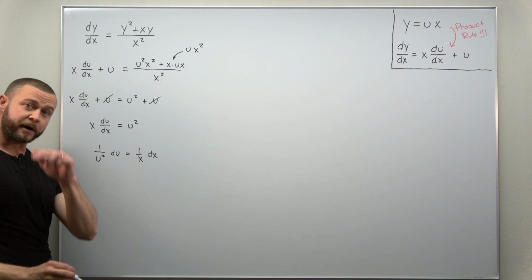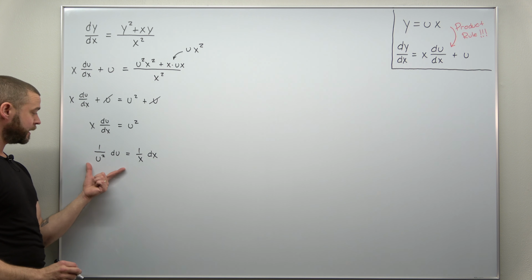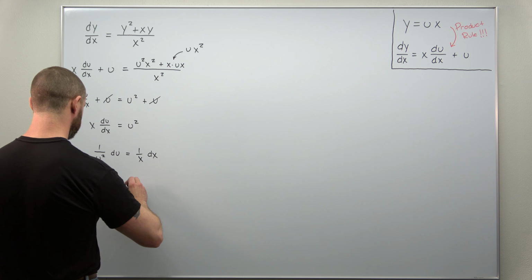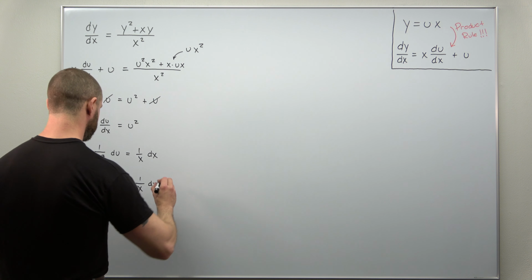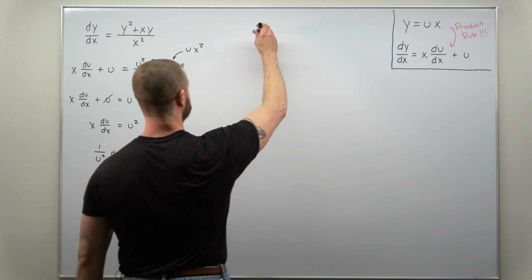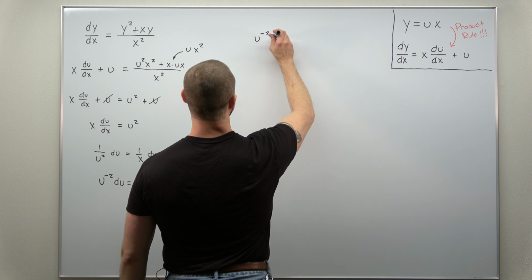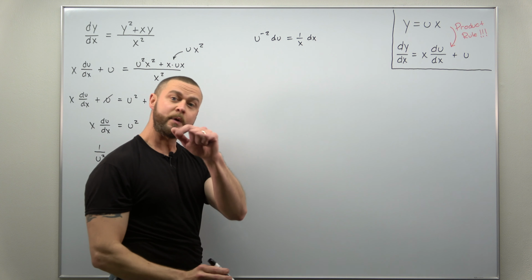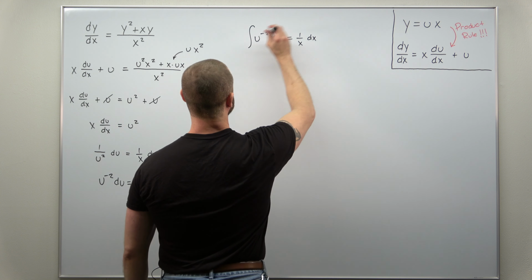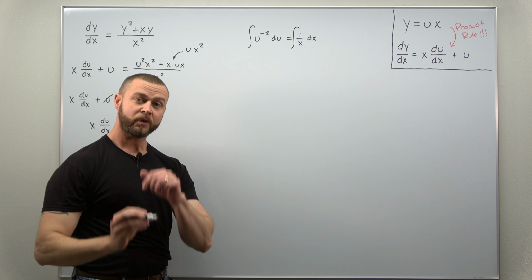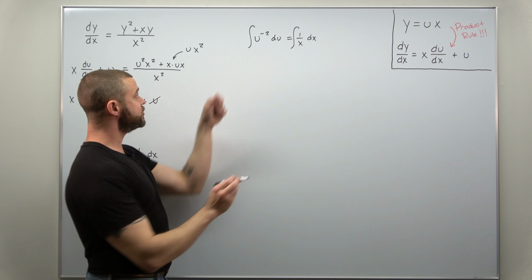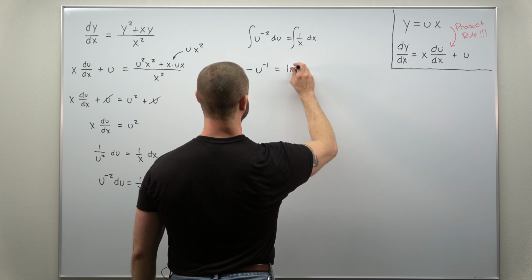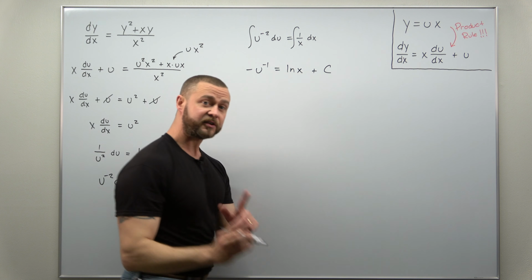dx. All right, to make the integration as simple as possible, let's go ahead and rewrite that as u to the negative 2. And that should be very simple to integrate here. Let's go ahead and get through that work. U to the negative 2 du equals 1 over x dx, and we will integrate both sides. All right, very simple here. We don't need any integration methods. Looks like we're going to get negative u to the negative 1 and then equals natural log of x plus c.